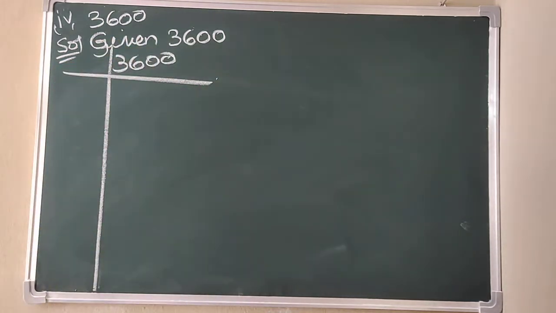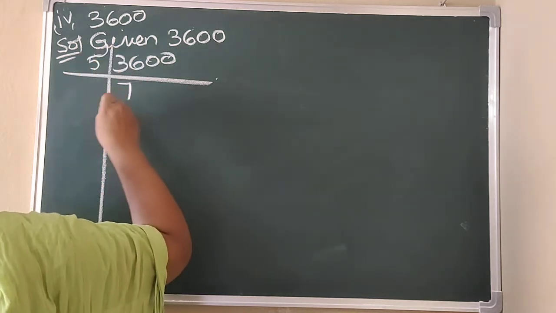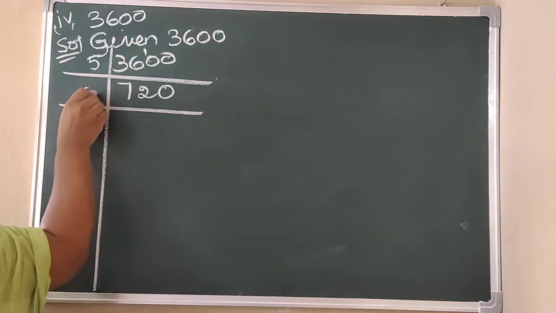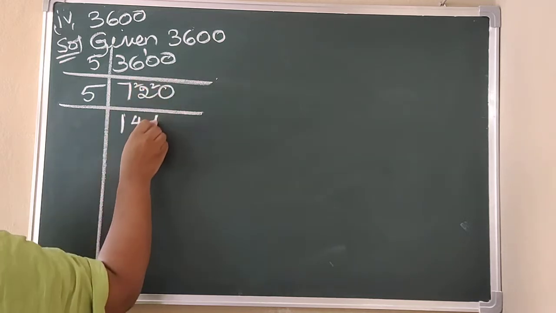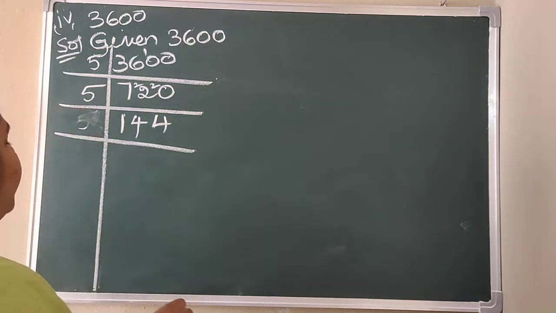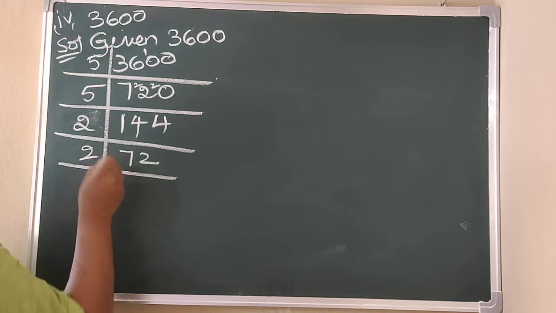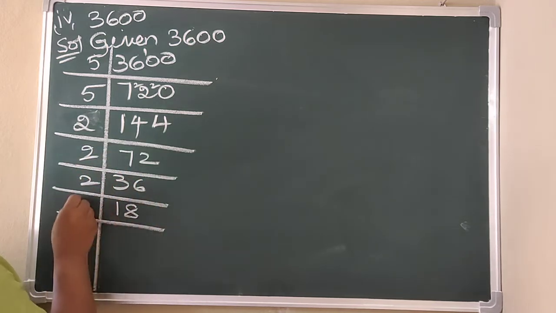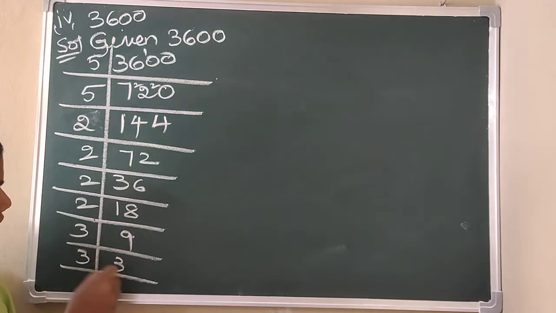So here in 5 table, 5 7 times is 35. 5 2 times is 10. 5 0 times is 0. Again with 5 1 times. 5 4 times is 20. 5 4 times is 20. 5 not with 5, it will go in 2 table. So 2 72 times, 2 36 times, 2 18 times, 2 9 times, 3 3 times and 3 1 times.